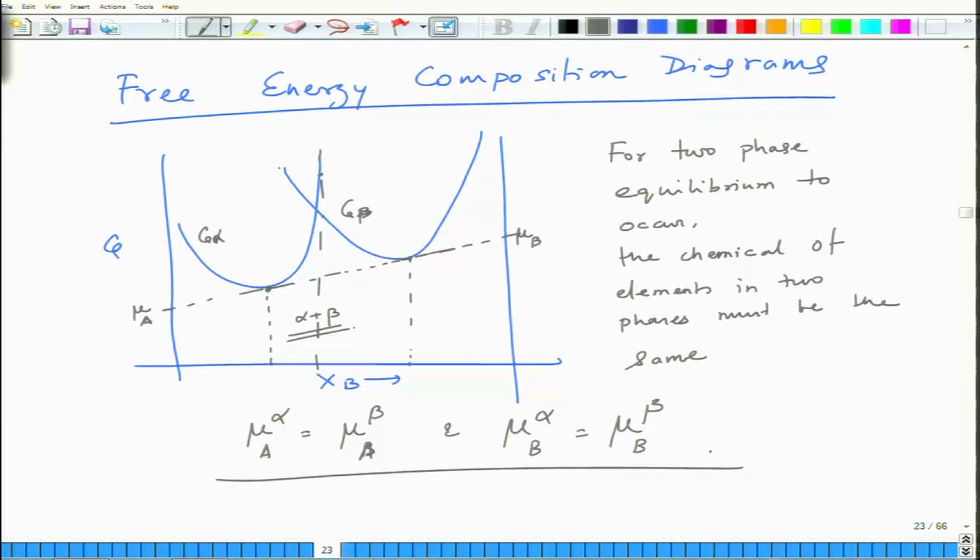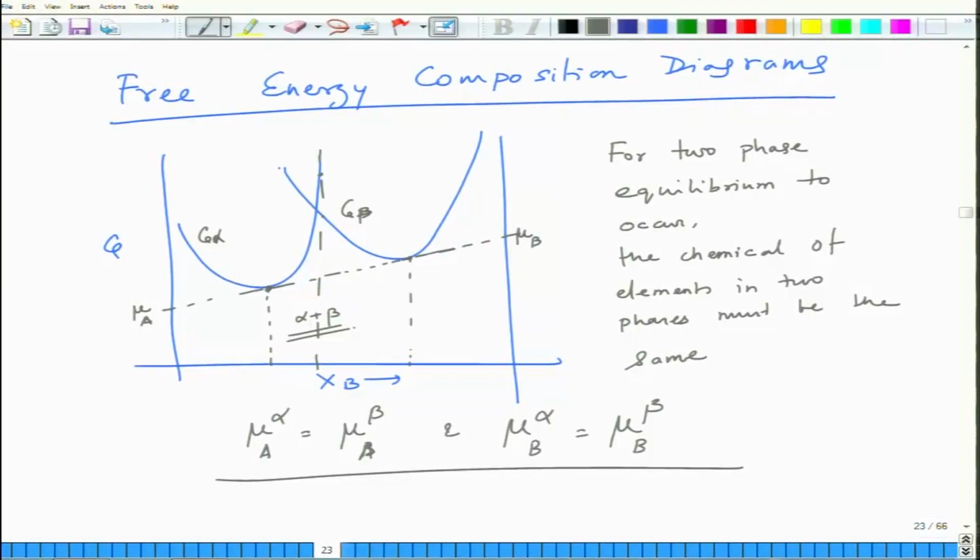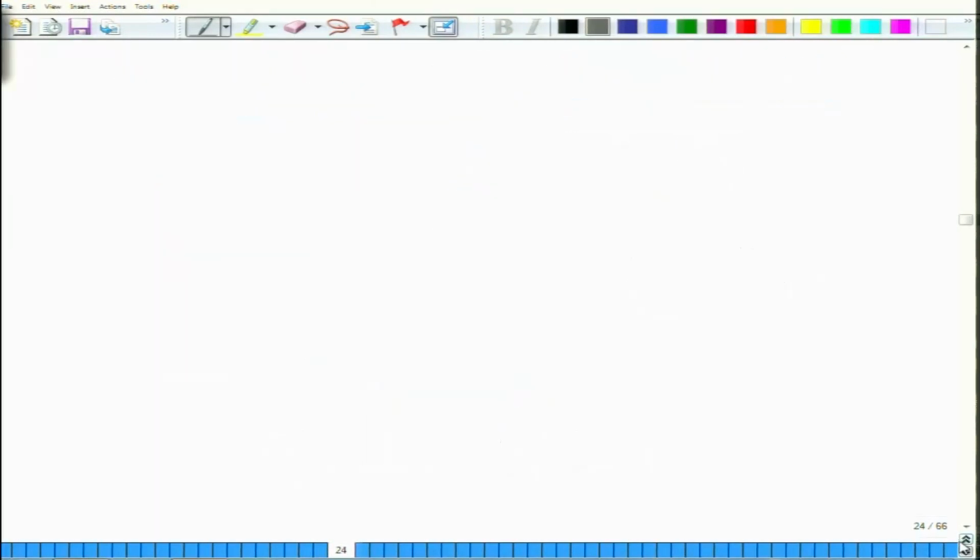If it was liquid and solid, then again it would be the same. The chemical potential of A in liquid is the same as the chemical potential of A in solid, and the chemical potential of B in liquid is the same as the chemical potential of B in solid. So, this is what we have here as far as two phase equilibrium is concerned, which is done by drawing the common tangent. So, this is how you do a phase diagram determination.